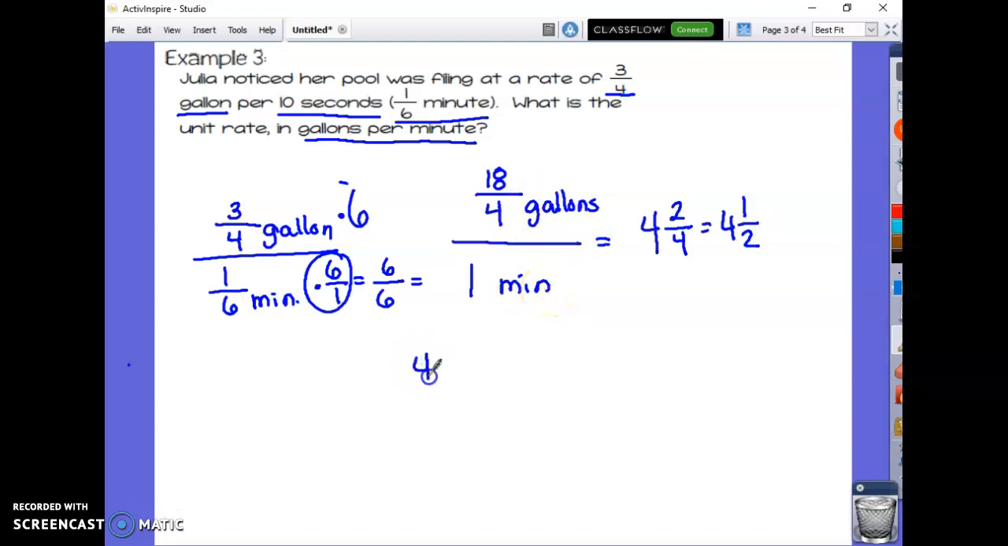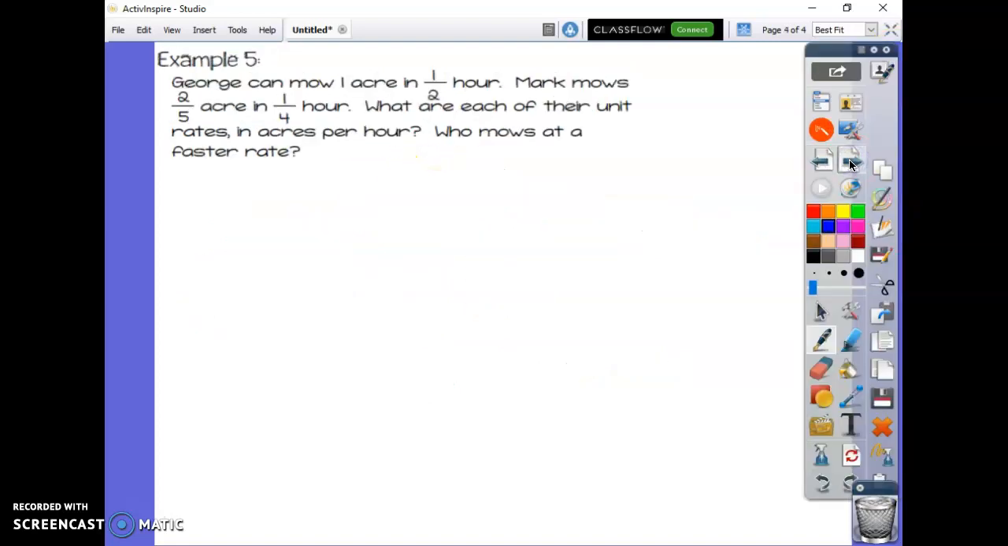So our final answer is 4.5 gallons per minute, right? So again, your goal is to get a 1 in the denominator whenever it asks per any kind of unit, per minute, per mile, per hour.